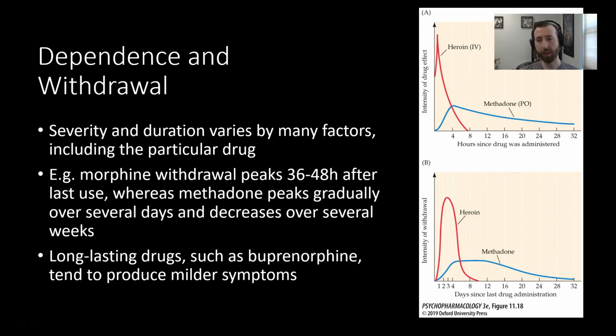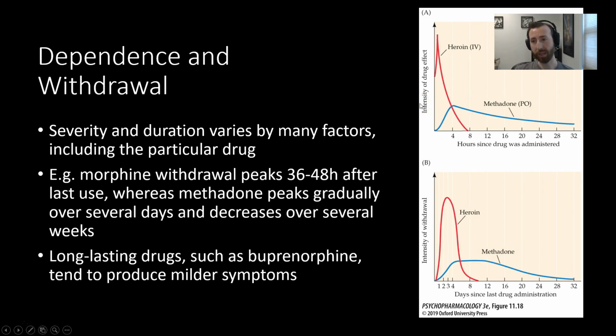So severity and duration of both the acute effects and the withdrawal effects are influenced by many factors, in particular the drug that's used. So for example, morphine withdrawal peaks 36 to 48 hours after the last use, and it's a rough peak and drop, whereas methadone increases rather gradually over several days and decreases over several weeks. You can see over here on the right we have graphed both the intensity of the drug effect and the intensity of the withdrawal. You can see these kind of mirror one another.